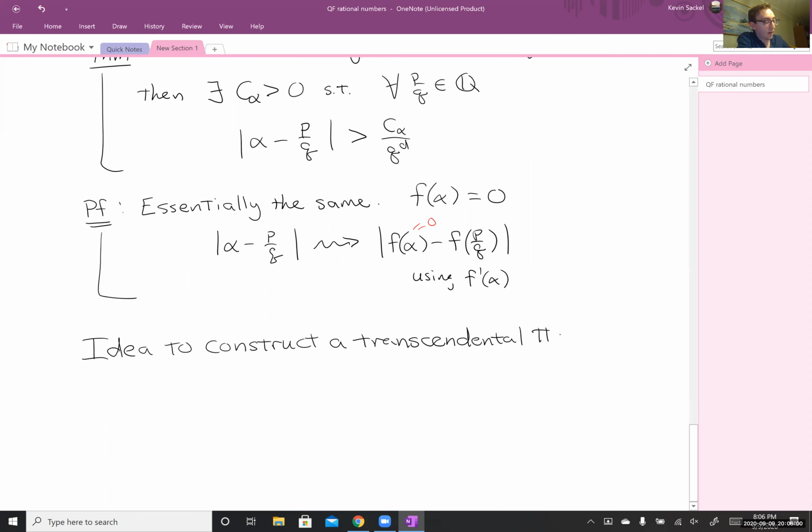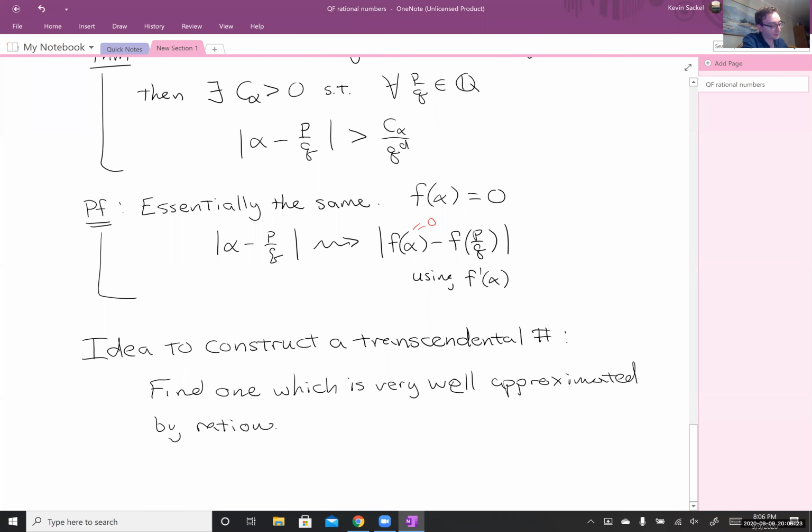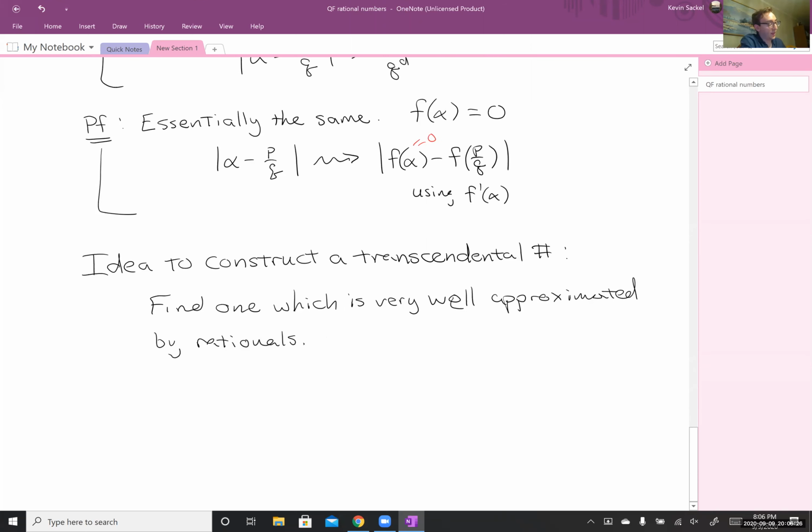The idea to construct a transcendental number is to find one which is very well approximated by rational numbers. And so it goes that Liouville, which is why it should be Liouville and not Legendre, I don't know what I was thinking, but okay.